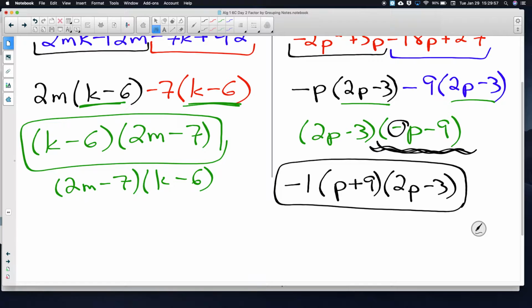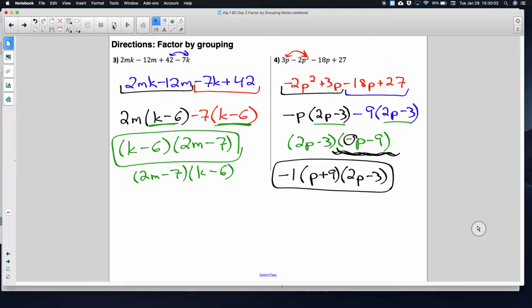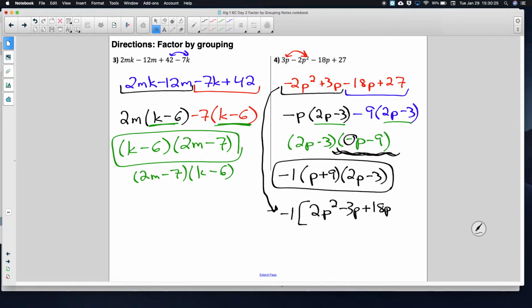All right? So I could have tackled that problem several ways. Let's do this problem a different way. From here, I could have factored out the negative 1, because you see that leading term is negative. So I could factor out the negative 1. And then I'm left with 2p squared minus 3p plus 18p minus 27. And then I could factor by grouping like we have been.